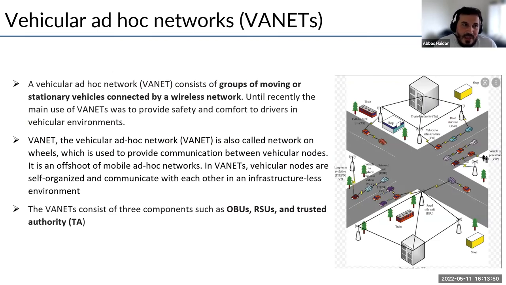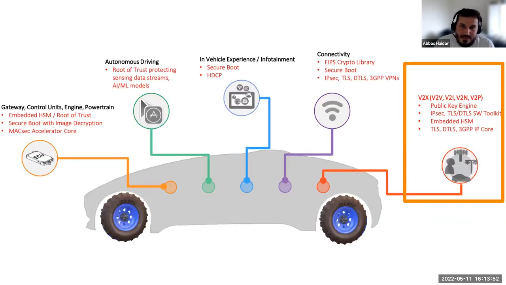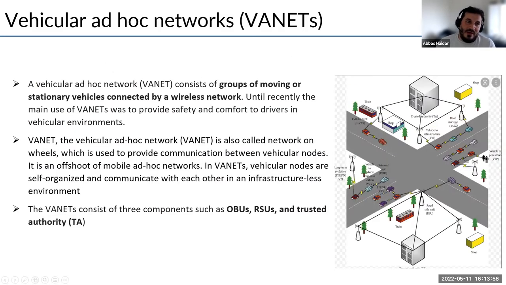So that's what I want to talk about. The last bit here, as I said, is the VANET, which is a vehicular ad hoc network. It consists of a group of moving or stationary vehicles connected by a wireless network. So it uses wireless networks. Until recently, the main use of VANETs was to provide safety and comfort to drivers in vehicular environments.